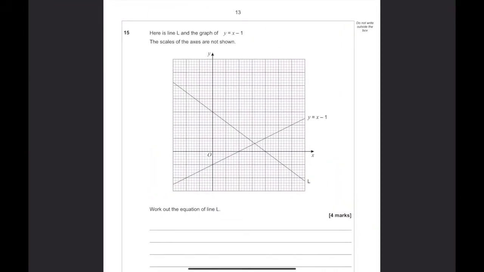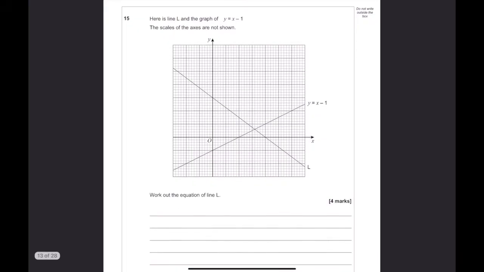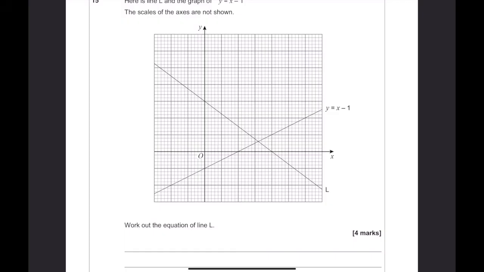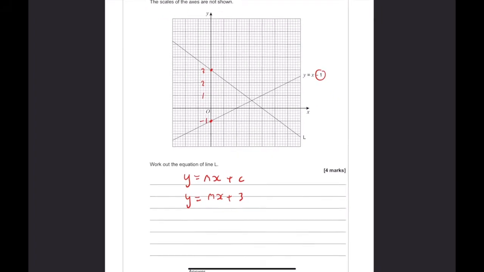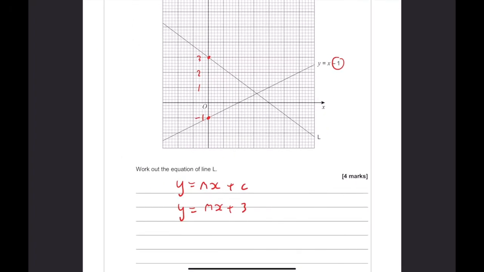Here is line L and the graph y equals x minus 1. Work out the equation of line L. So what you can see from here is the y-intercept of this line is here, which means the y-axis has a normal scale, so this goes 1, 2, 3, which means the y-intercept of L must be 3, so y equals mx plus 3. All we have to do now is find the gradient, and we have completed this question.